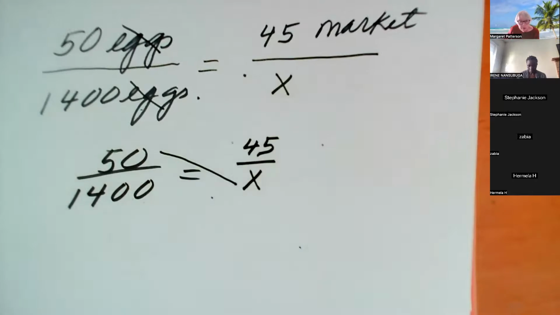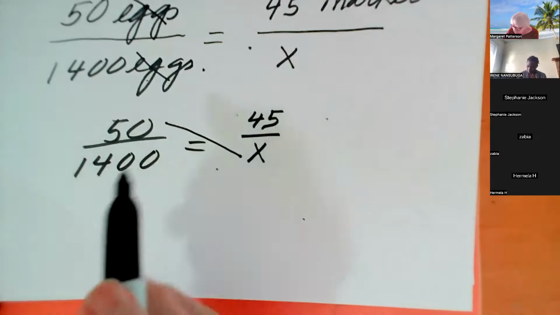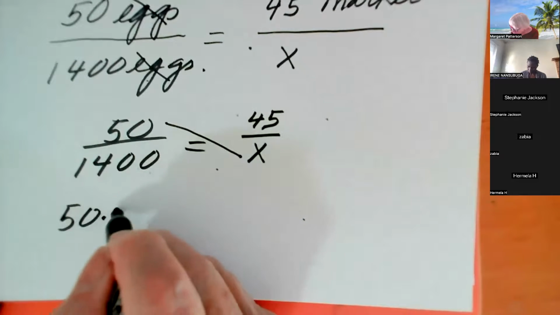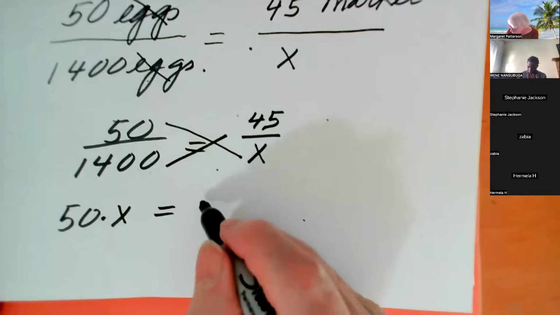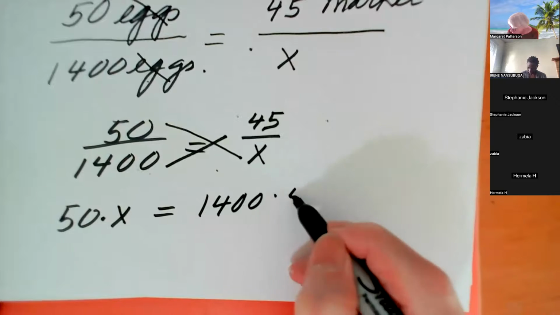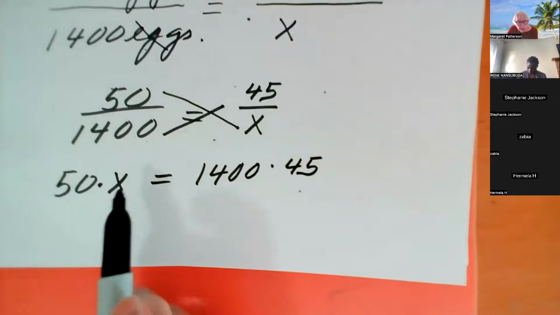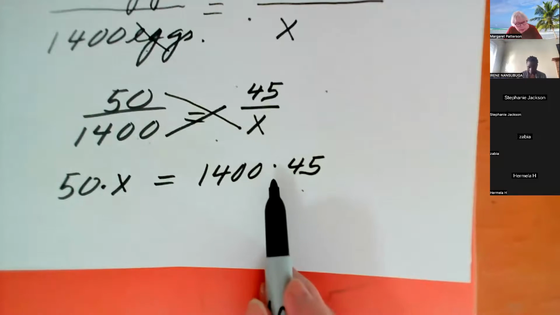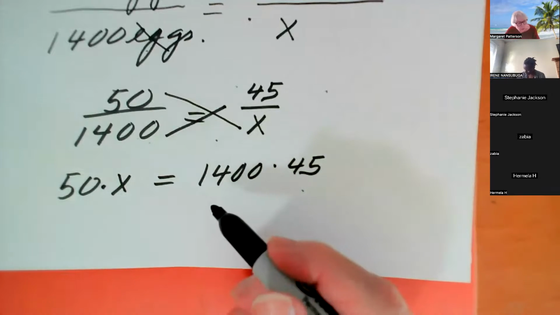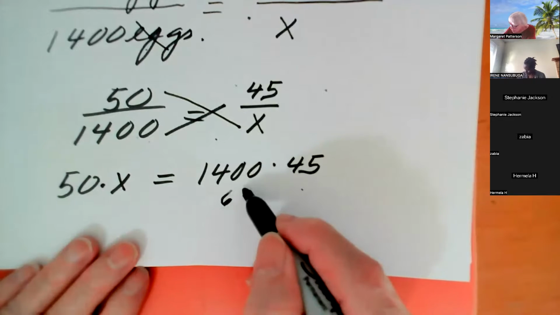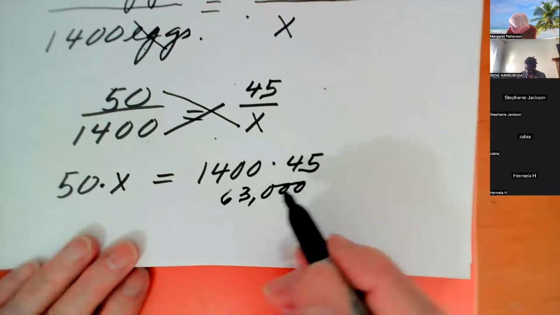So you multiply one diagonal, 50 times x, equals 1,400 times 45. We can't do anything with this yet, but we can get a single number out of this. So that's my plan. 1,400 times 45. Answer is 63,000. Wow. 63,000.